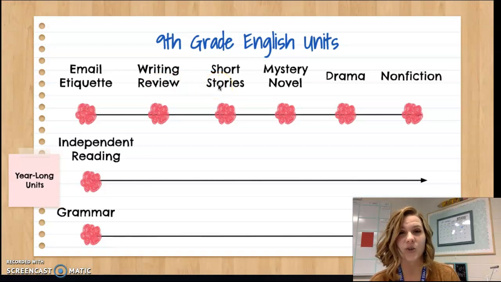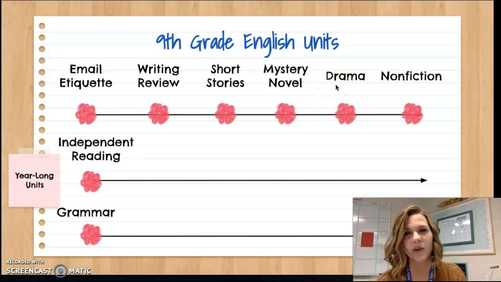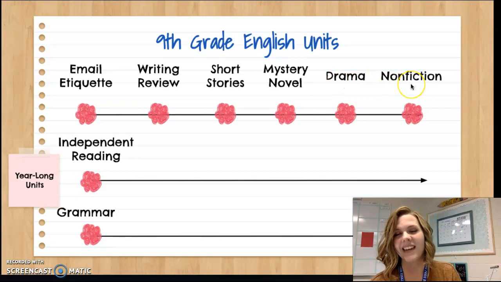Next, we'll move into a short story unit where we read and analyze short stories. We're also going to be reading a mystery novel together as well. We'll do a drama unit in which we will read Romeo and Juliet, and then we will end the year with a nonfiction unit.